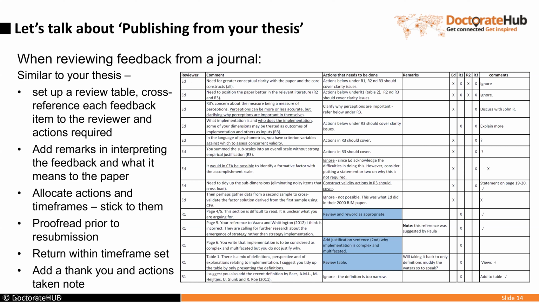And whatever you do, proofread prior to resubmission. Then return within the timeframe and add a thank you and note the actions taken so they know what actions were completed and that it was catered for. Your actual review piece wouldn't necessarily be this table. It would be a slightly different variation to cater for the journal as the audience, whereas this table had the co-authors as the audience. Where it's rejected from a journal and you're utilising that to improve the paper to go to another journal, the time frame is not quite as tight, but still be aware that if you've made a commitment to another co-author, stick to that commitment and time frame, because you're working as a team on achieving this.